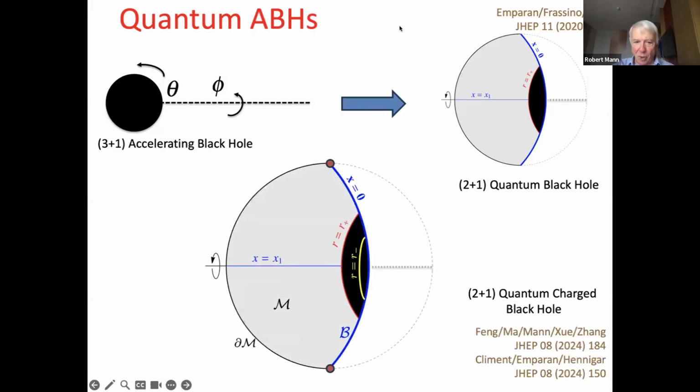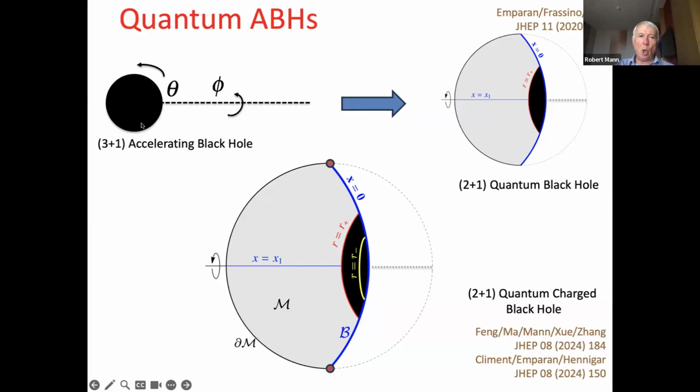And there is a charged version of it where you can take the charged accelerating black hole I showed you, and you could actually add rotation to it. I didn't show you that metric, but if you want to see it later, I can find it in other slides. So I looked at this version of the quantum black hole with this group of collaborators here from China, Feng, Ma, Xue, and Zhang, and this appeared in JHEP last year. Concurrently with this work, Climent, Emparan, and Hennigar also looked at this, and we have some overlap here, but some different things as well. But the idea is the same.